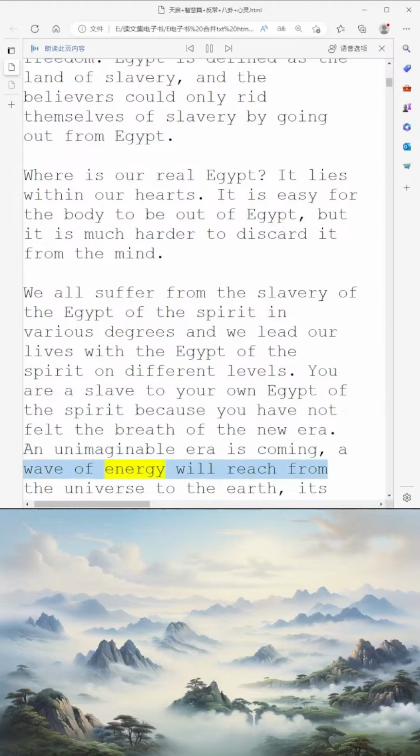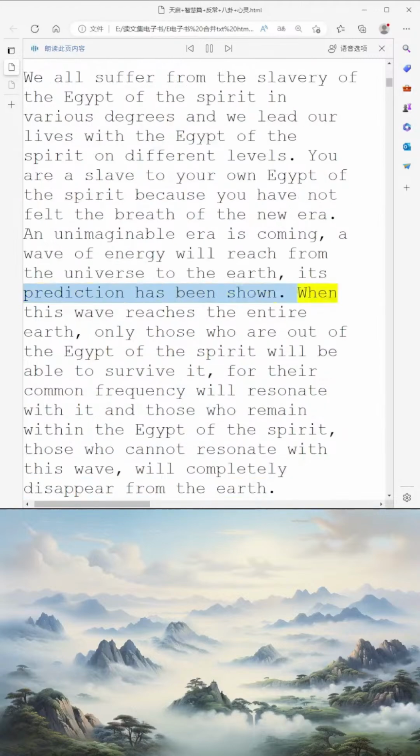A wave of energy will reach from the universe to the earth. Its prediction has been shown. When this wave reaches the entire earth, only those who are out of the Egypt of the Spirit will be able to survive it, for their common frequency will resonate with it, and those who remain within the Egypt of the Spirit, those who cannot resonate with this wave, will completely disappear from the earth.